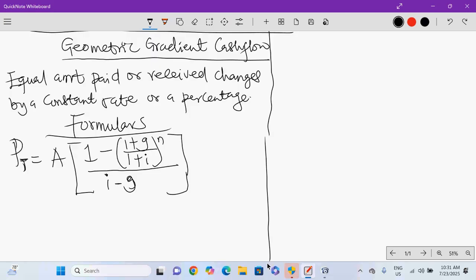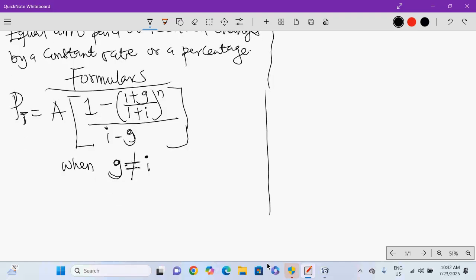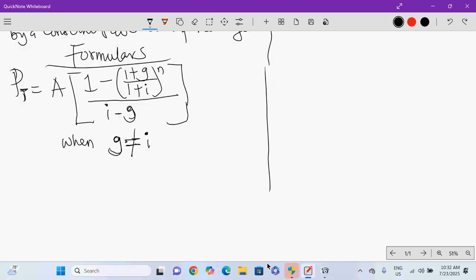So when do we use this formula? We use this formula when the growth rate is given in the question. For example, it changes by 20%. So the 20% is the growth rate. We use it when the growth rate is not equal to the interest rate given in the question, all right? That's why we use this formula.